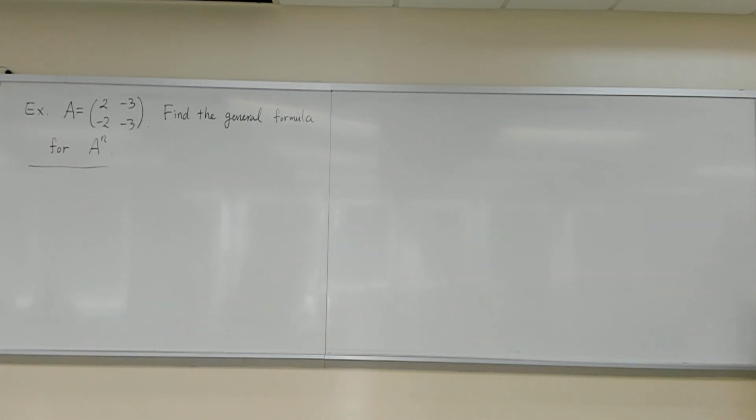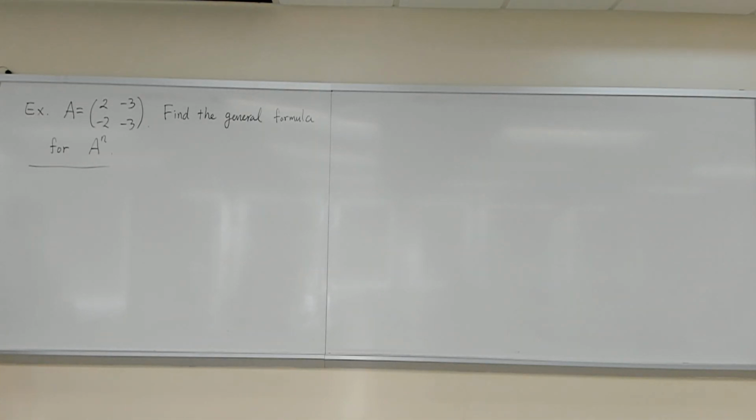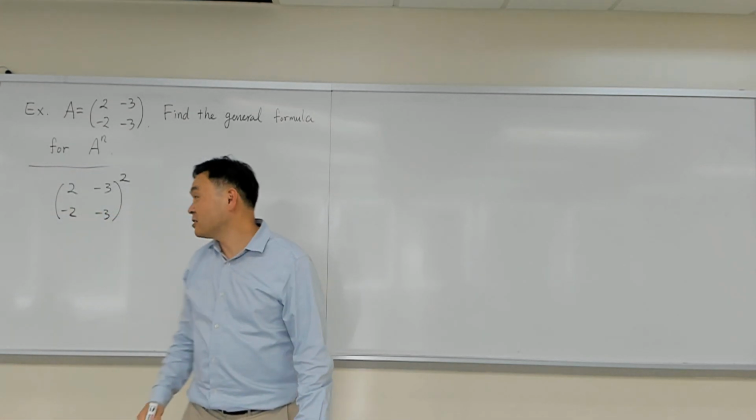All right, so hopefully that was a good enough motivation for answering this. But if you try to tackle this question directly, you're going to give up very quickly. So look at this: 2, -3, -2, -3. Let's say I want to know the square. How do you do that?